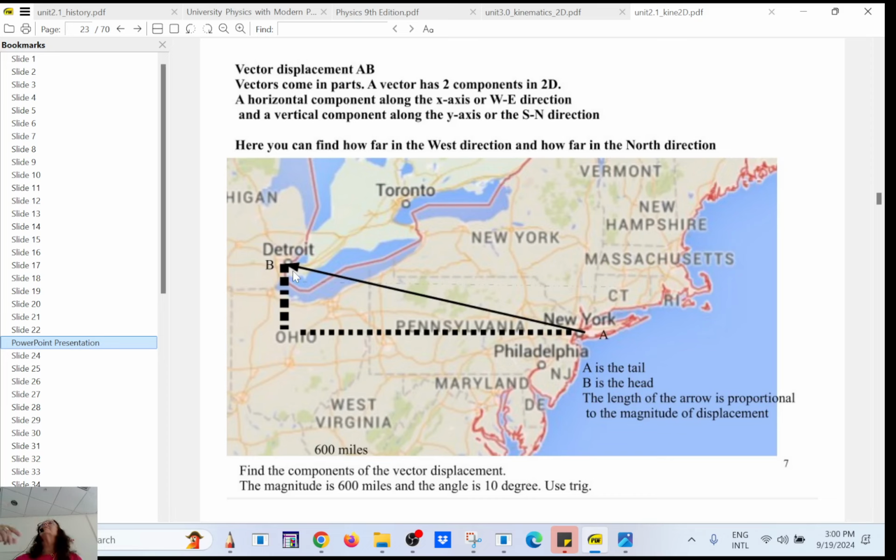So it's not distance, it's called displacement, right? So you connect the starting point to the final point. So this is a vector displacement. But maybe you want to know how far did you go west and how far did you go north?